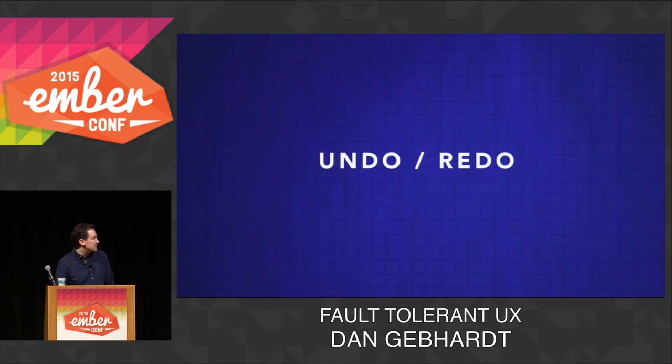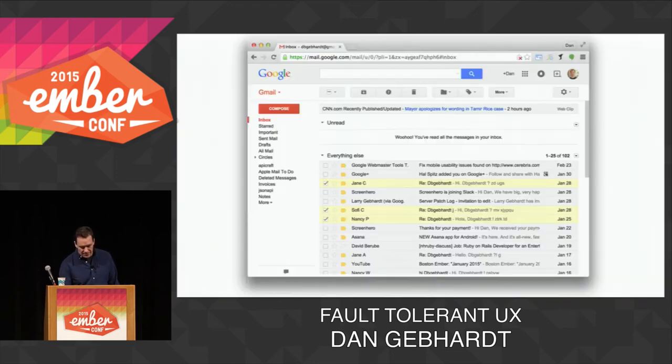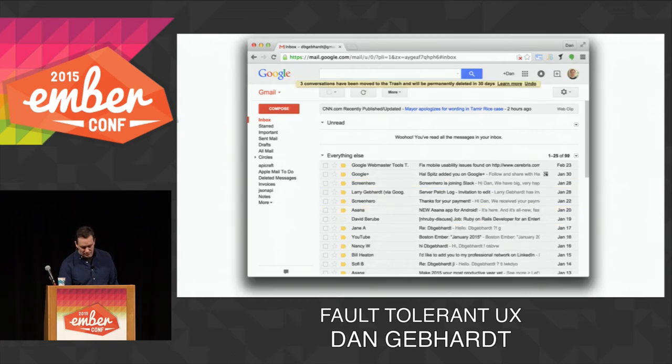Another aspect of a forgiving user experience is undo and redo. If you make a mistake, like say deleting a few emails that you didn't mean to delete, Gmail is nice enough to provide an undo.